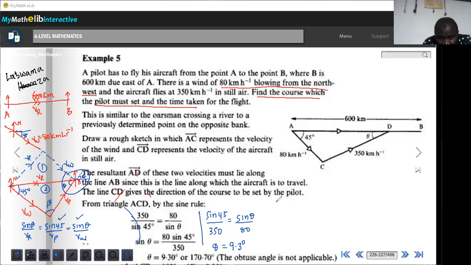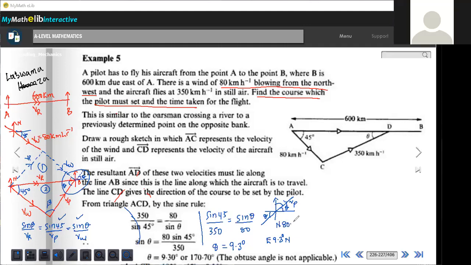But this theta, if I extract out this part, you see where theta is? Let me extract it out. It looks like this. If I prolong this one through, this is the theta, and this angle also is theta. So in conclusion, the angle is east 9.3 degrees north, which is the course the pilot has to set. Or I can come from north: 90 minus 9.3, what do you get? You get 80.69 degrees. Going where? East. So those are the courses the pilot has to set, and that's how this answer came about.